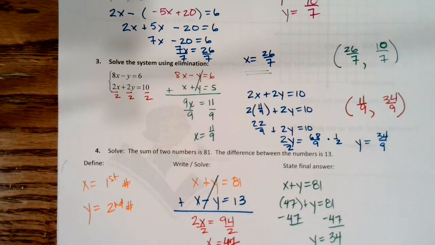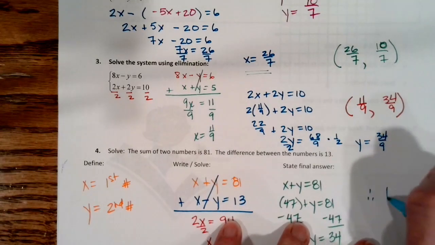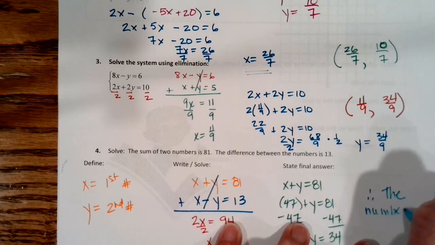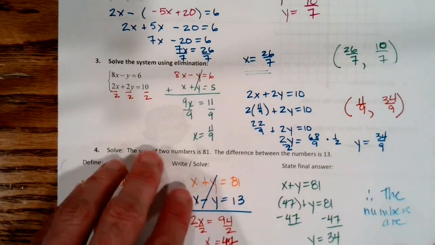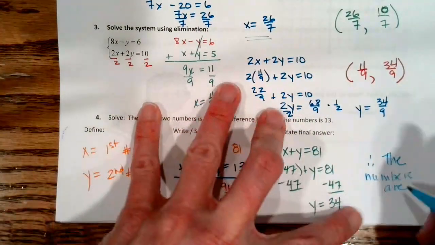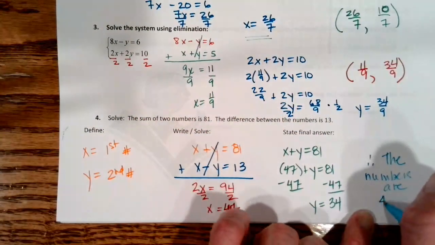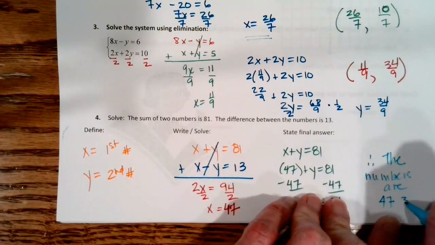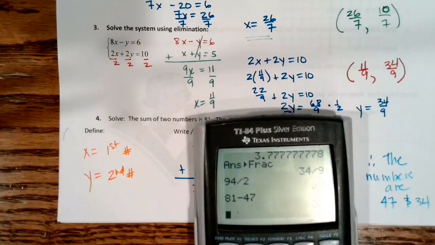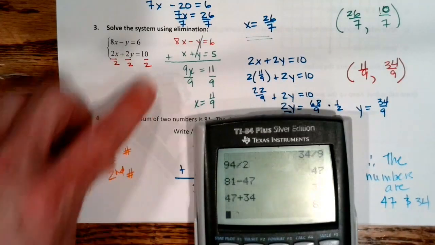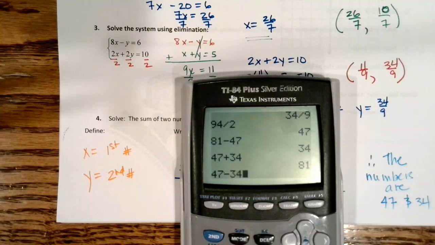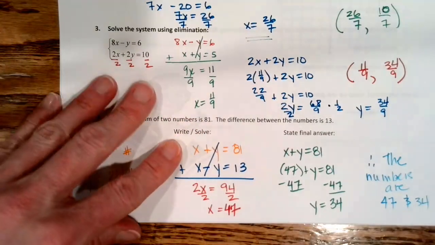Therefore, the numbers are 47 and 34. So we can test that because 47 plus 34 should equal 81, and 47 minus 34 should be equal to 13. We did a good job.